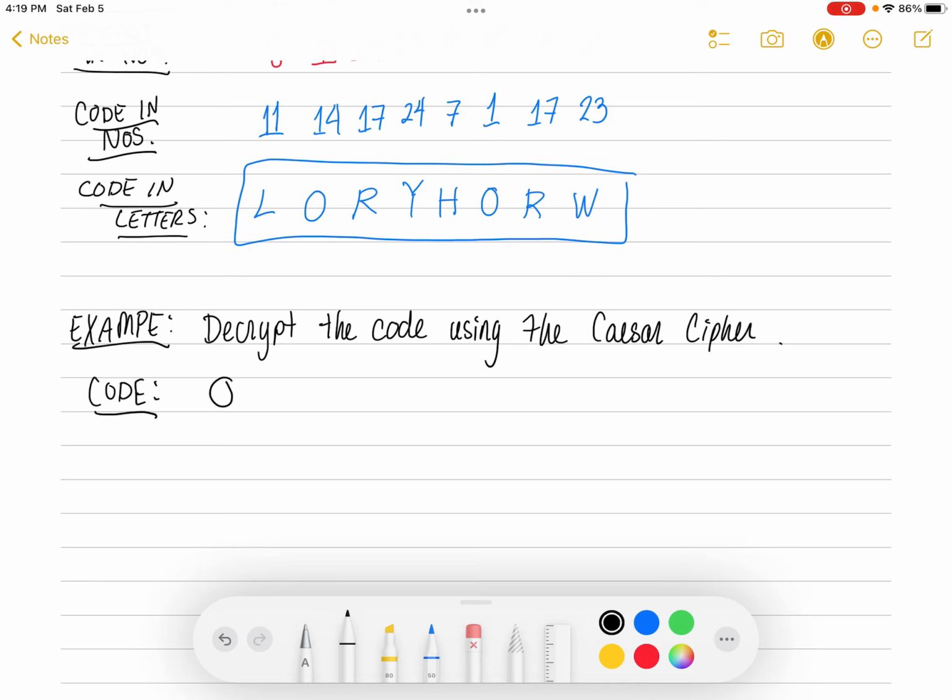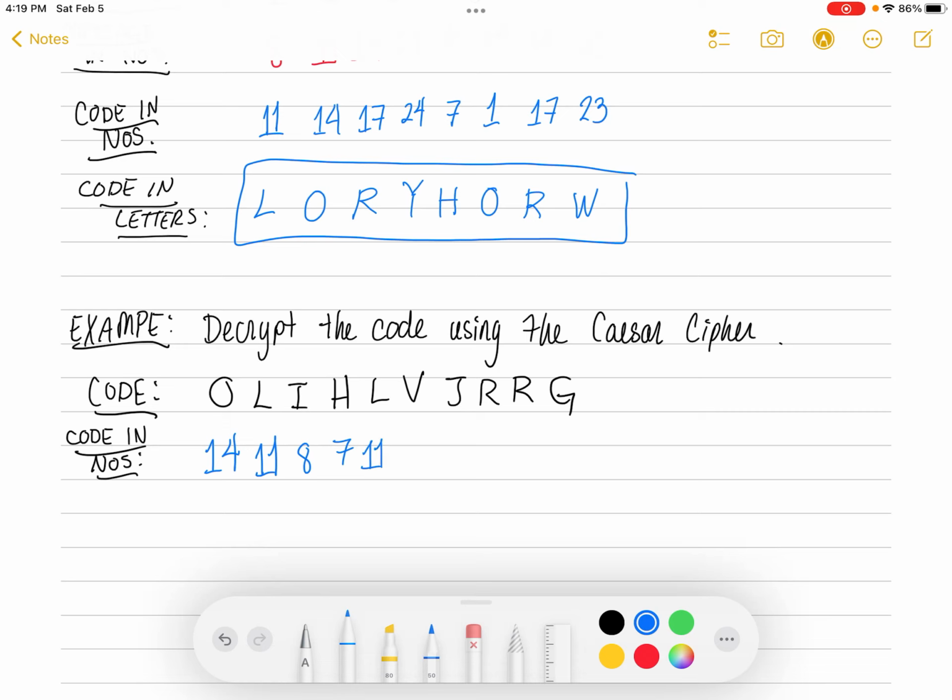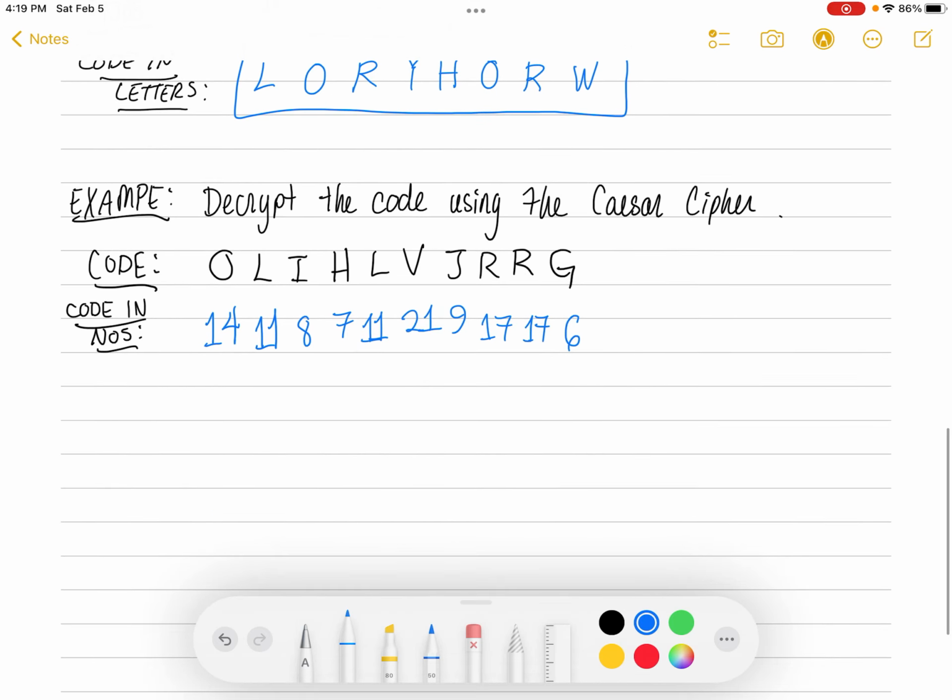Here's the code. OLIH LVJRRG. So I'm going to put my code in terms of numbers. So let's see. O is number 14. L is number 11. I is number 8. H is number 7. L is number 11. V is number 21. J is number 9. R is 17. And G is 6.